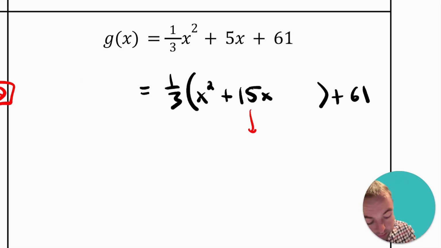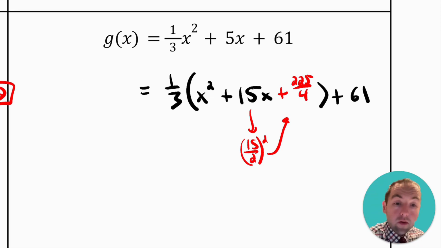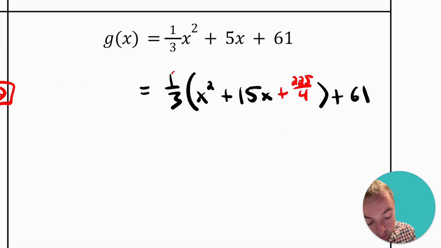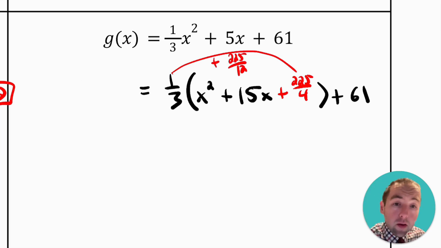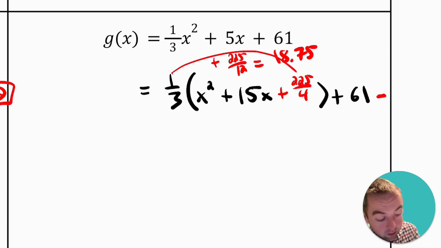All right, so that 15 is an odd number, right? If I take half of it, you're going to get a fraction, 15 halves, and if you square it, you have to add 225 fourths, which is what 15 halves squared is. It turns out we're not really adding 225 fourths overall, because what we're adding into the mix here is 1/3 of 225 fourths. In other words, we're really adding in 225 twelfths, okay? If you plug that into a calculator and wanted a decimal, that is the same thing as 18.75. So we can subtract 18.75 here on the outside to undo the fact that we added that 18.75.